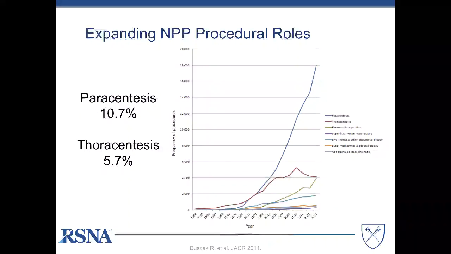If you look here at the list of other procedures being performed by non-physician providers in radiology practices, you'll see some amazing growth in non-vascular procedures as well. Nurse practitioners and PAs together now perform over 10% of all paracentesis procedures in Medicare beneficiaries and 5% of all thoracentesis procedures, and they are increasingly performing liver and renal biopsies and even abscess drainages.